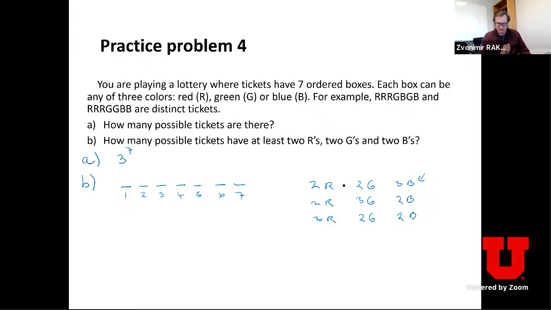So how do we calculate each of these? Let's look at 2R, 2G, 3B. A common way to do this is to think of the algorithm as first placing the 2R into these 7 slots, then placing 2G into the leftover slots, and then 3B into the leftover slots. So we can place 2R by choosing 2 slots out of the 7. Then we can place 2G by choosing 2 slots out of the 5 leftover slots. And finally, for 3B, we are choosing 3 out of 3. So this is the number of ways that we can do this first case.